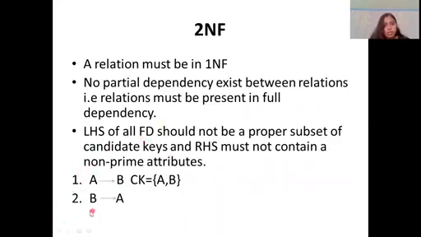The LHS of these functional dependencies should not be a proper subset of candidate keys. So for example, if we consider this example, here, these are the two functional dependencies that are given. And in this example, they have given the candidate keys also. These candidate keys can be found using the closure method. In this example, they have specified the candidate keys.